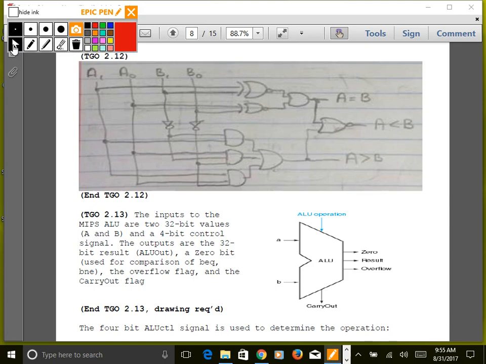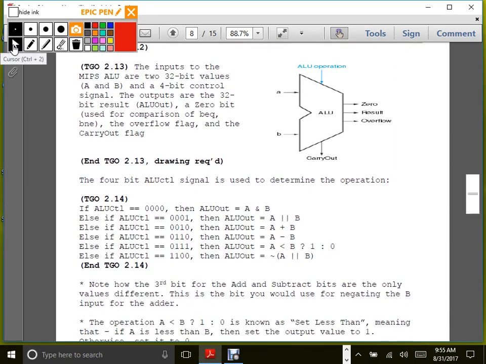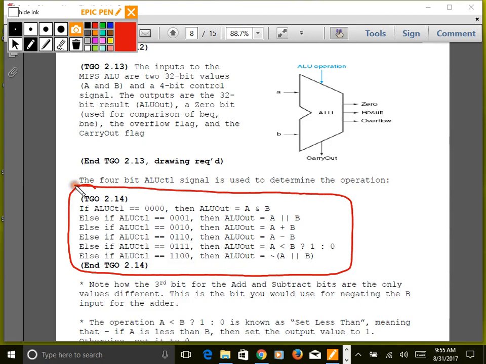It looks like everybody's done with 2.12, so I'm going to scroll up past 2.13 to 2.13 here. So this is an example of our truth table for the ALU control input. When you have 0, 0, 0, 0 as your input, it's going to be A and B.